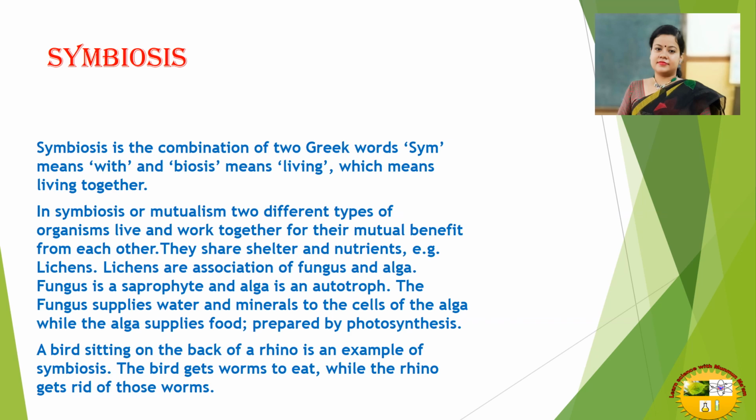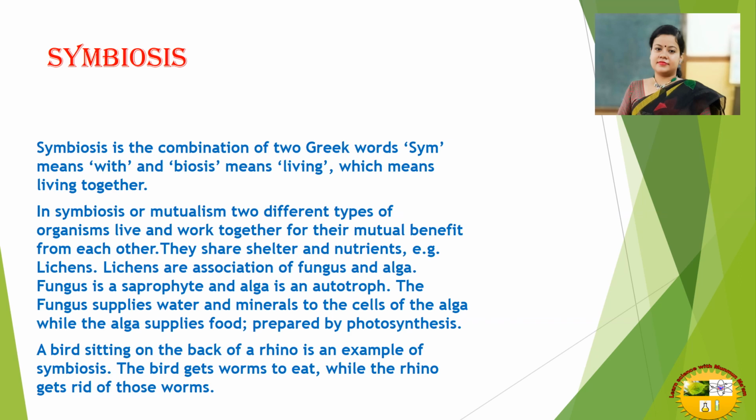lichens. Lichens are an association of fungus and alga. Fungus is saprotrophic naturally and alga is green, chlorophyllous, hence autotrophic. The fungus supplies water and minerals to the cells of the alga, and the alga supplies food prepared by photosynthesis. So in this way they mutually benefit each other.